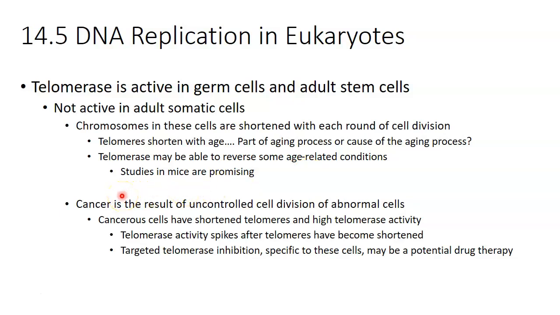Interestingly, if we look at cancer cells, cancer is the result of the cell cycle gone mad. Cancer cells just continuously divide and divide. And when we look inside cancerous cells, they tend to have shortened telomeres, so genetic information may be starting to go missing from the ends of the chromosomes. However, they also have high telomerase activity. It's counterintuitive and strange. What we think is that telomerase activity was actually low, but then it spiked after the chromosomes got shortened.